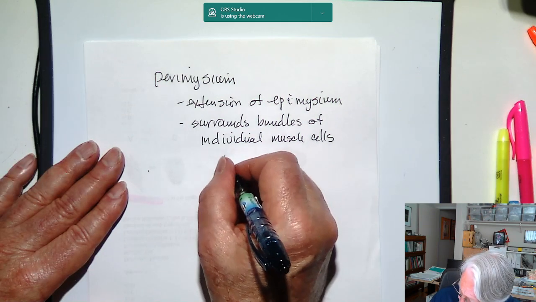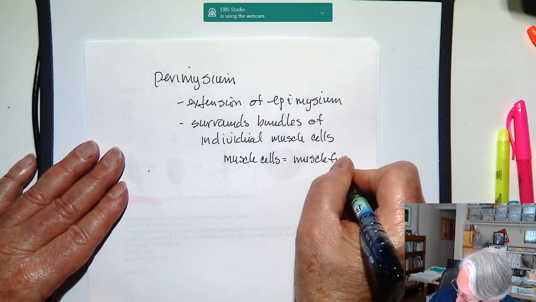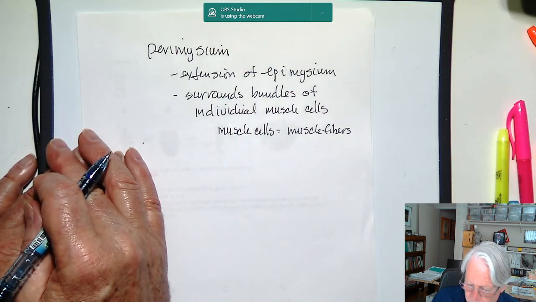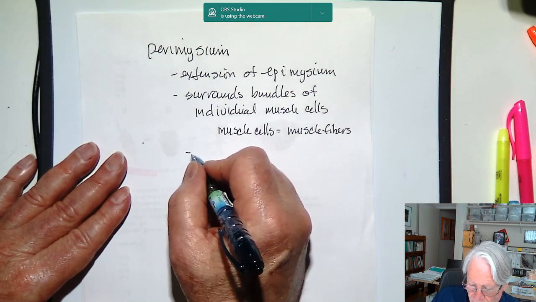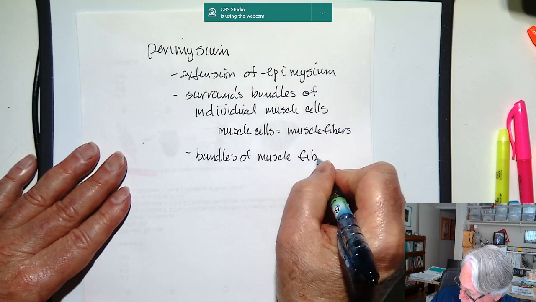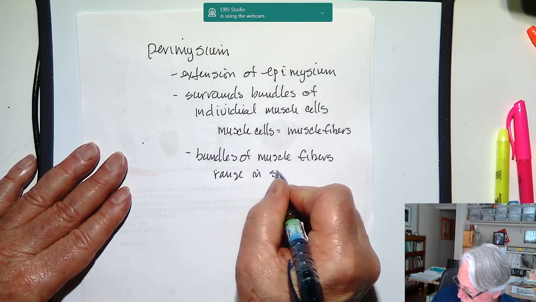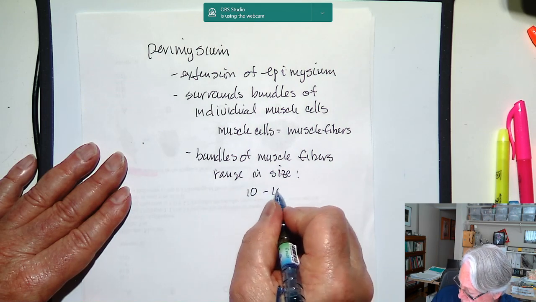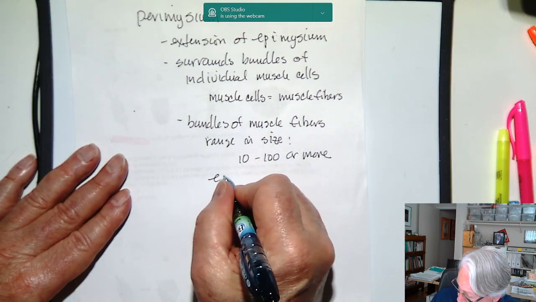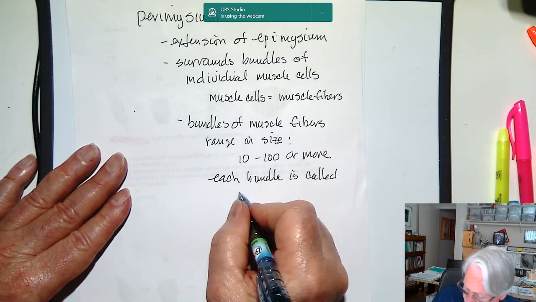So another term is muscle fibers. One and the same thing. Muscle cell, muscle fiber, same thing. So what we're going to do is we're going to bundle up into groups muscle fibers. So bundles of muscle fibers. And these bundles can range in size from 10 to 100 or more. Okay. Each bundle is called a fascicle.